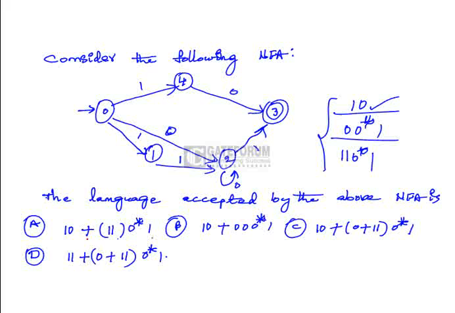This will cover only one thing. Option A will not cover the second thing. Option B, 1, 0 is there, but this will not cover 0, 0 star 1. And 1, 1, 0, 1 will not be covered in option B.